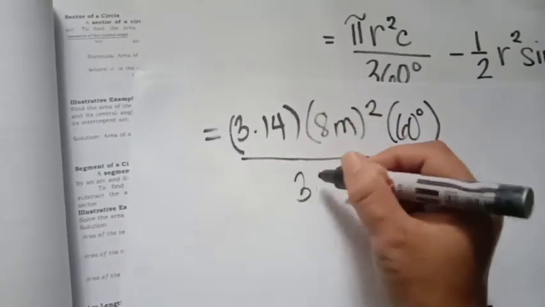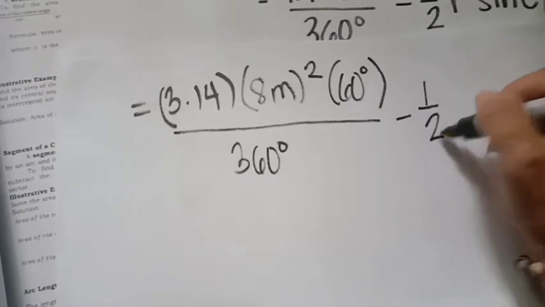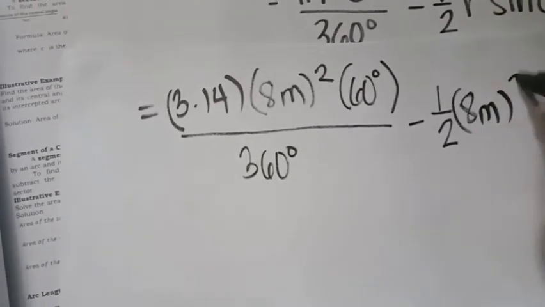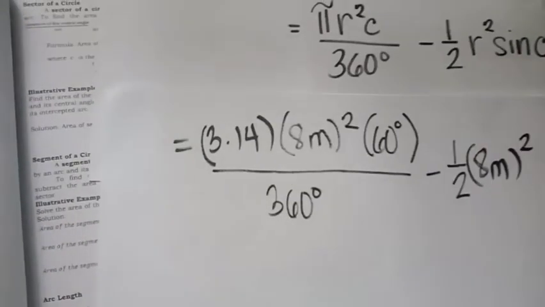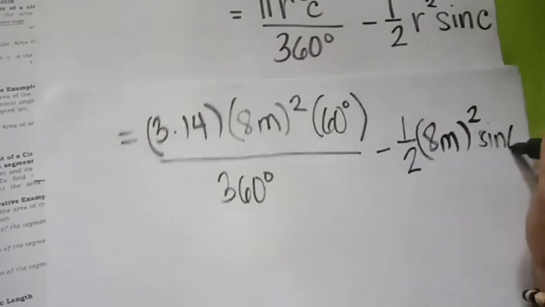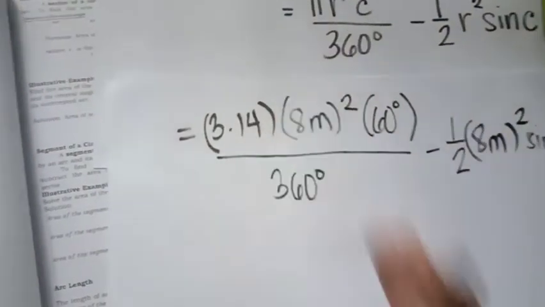All over 360 degrees minus 1/2. Then, R is 8 meters quantity squared. Now, paano makukuha yung sine C? So, that is sine 60 degrees. So, unahin muna natin ito.